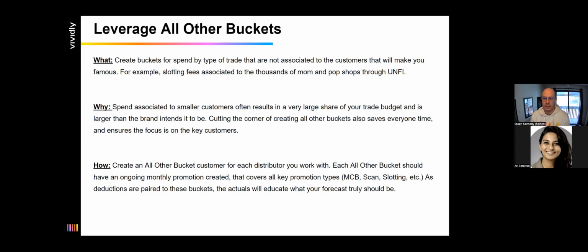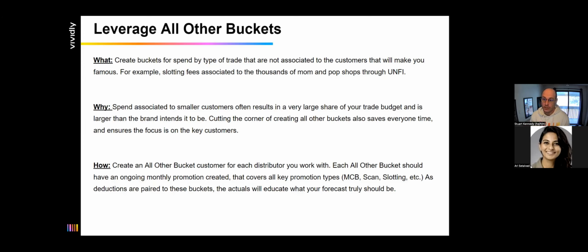An example might be January 2024 UNFI all other. And each of the lines within that promotion, you could have one for MCBs, one for scans, one for slotting. So then as deductions come in that are not for all of those key retailers, finance and accounting can just put those deductions in those places.